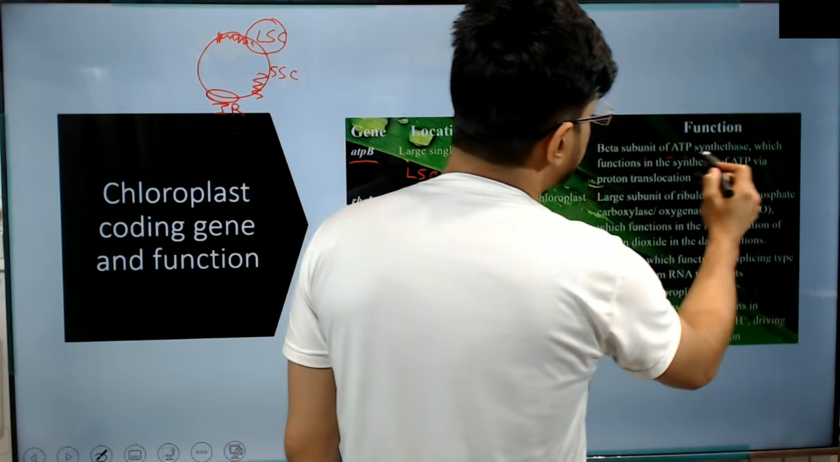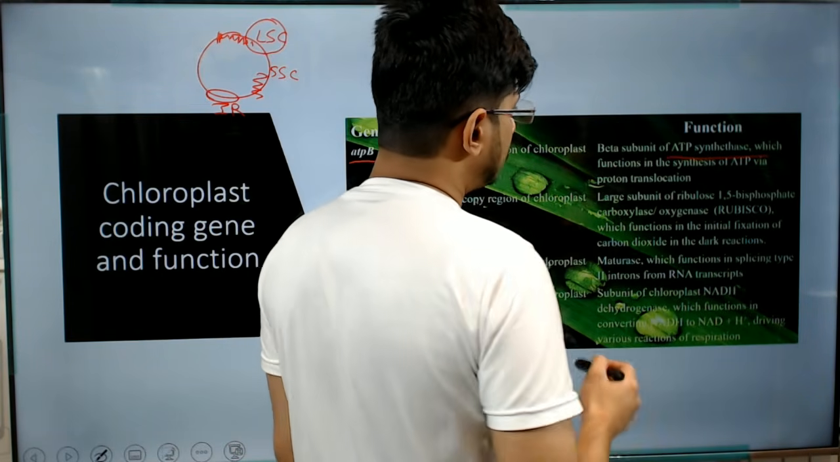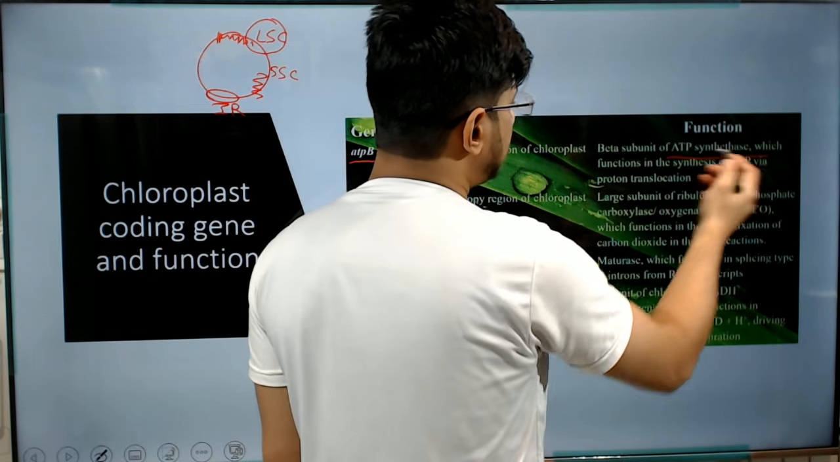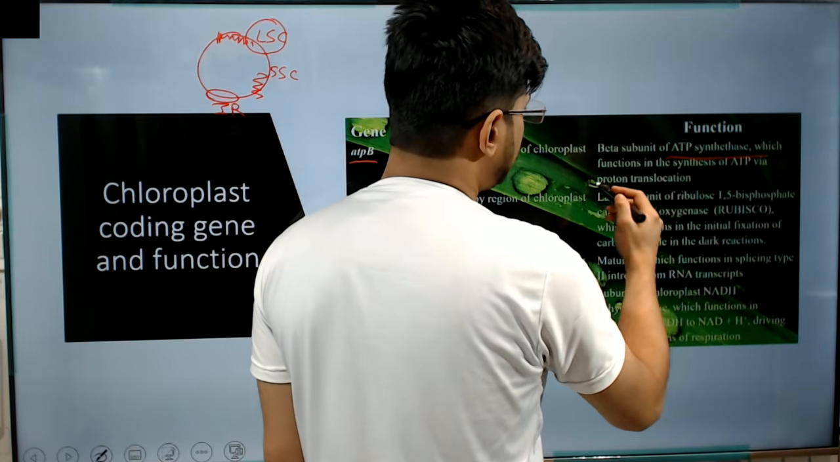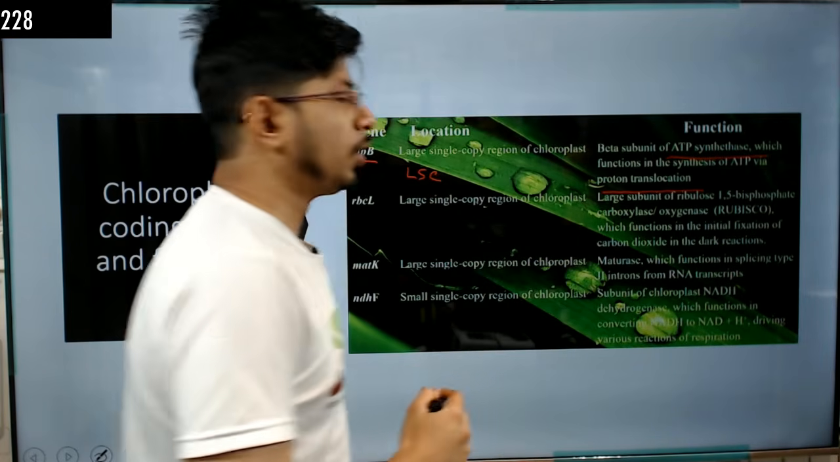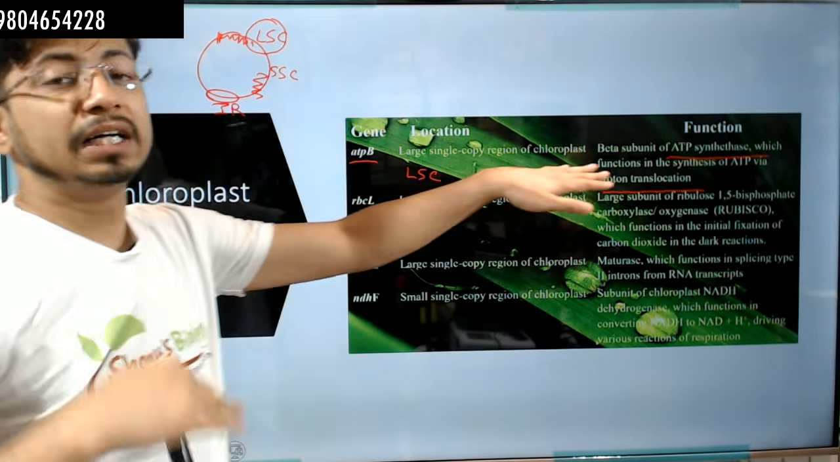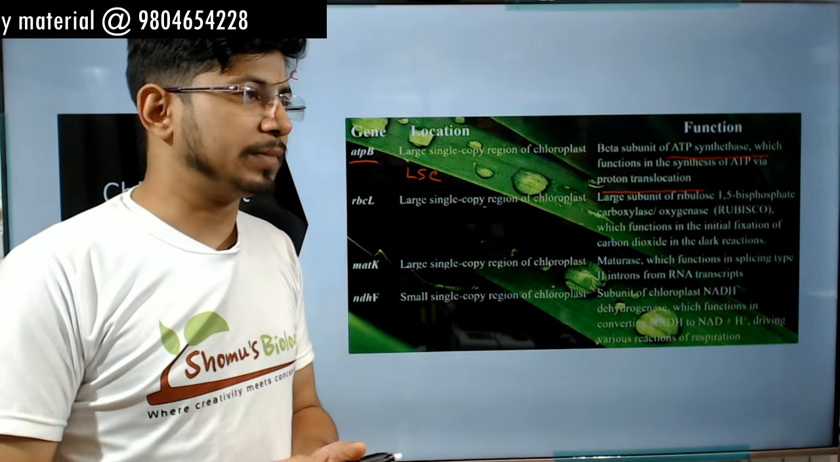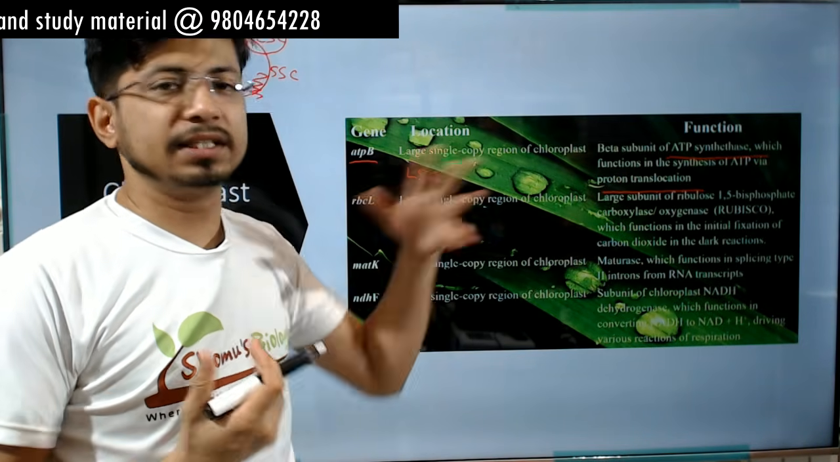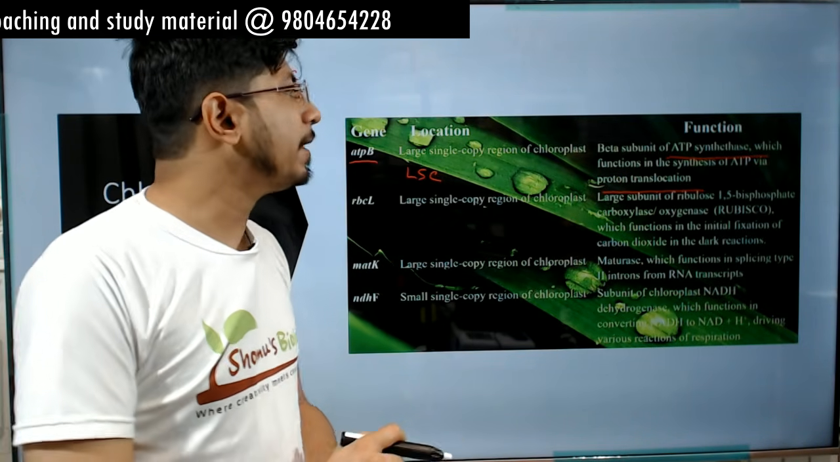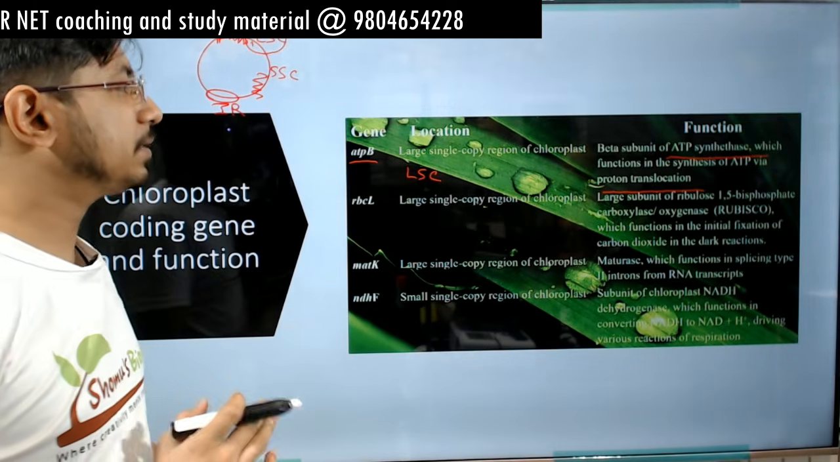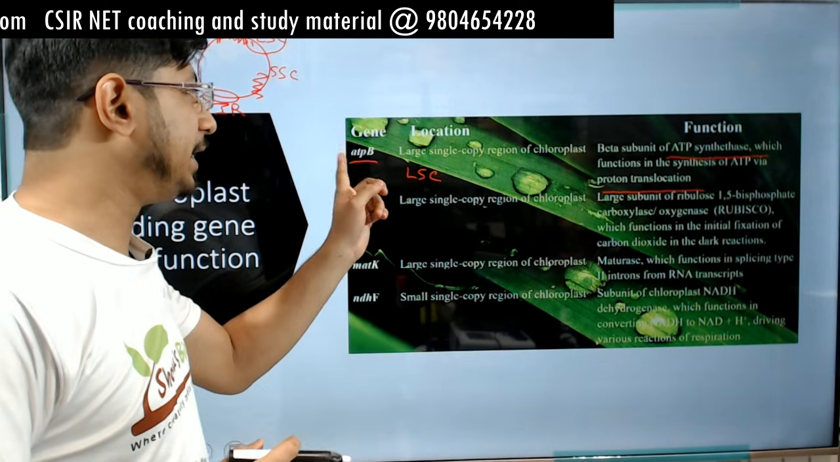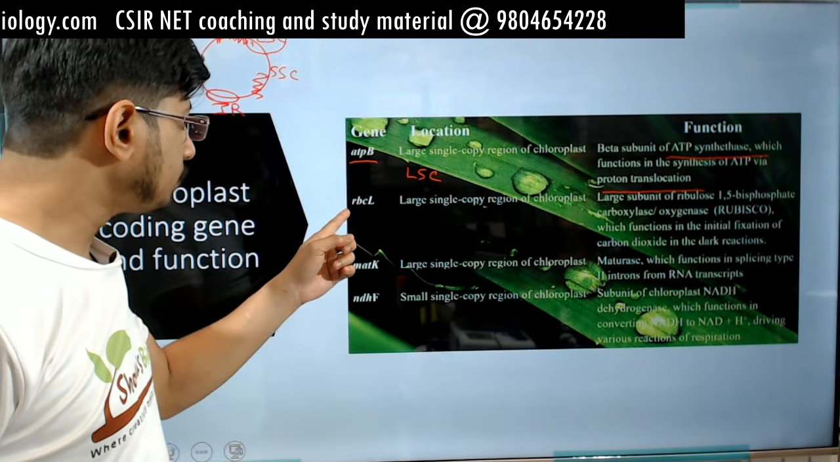Beta subunit of ATP synthase, which functions in the synthesis of ATP via proton translocation. So basically in the light reaction, the electron transport chain is carried out, and in that case we need the ATP synthase enzyme to produce ATP. So that enzyme's beta subunit is produced by ATP-B gene.